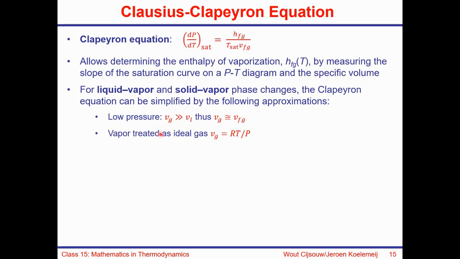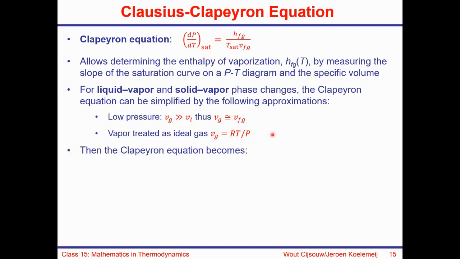But at low pressure, the specific volume of the vapor will be much bigger than that of the liquid. So the difference between the two is basically equal to the specific volume of the vapor state or gas state. In addition, we can treat the vapor as an ideal gas, for which we can write down the ideal gas law. So we can express the specific volume in terms of the gas constant. And hey, here's the temperature and the pressure.